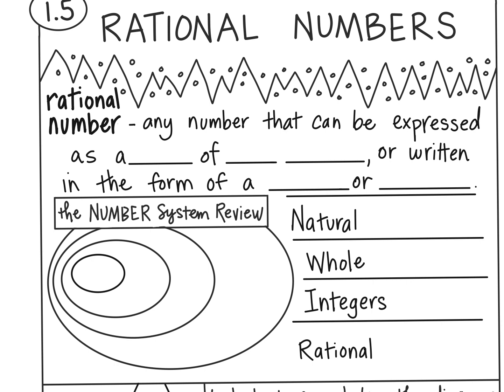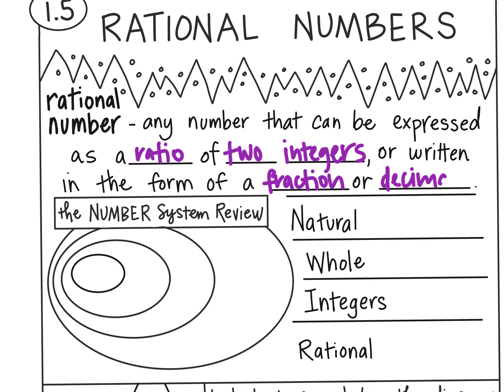First, rational numbers are any number that can be expressed as a ratio. We haven't talked about ratios yet. We're going to later. A ratio of two integers, or written in the form of a fraction or decimal. So this is just reviewing our number system.